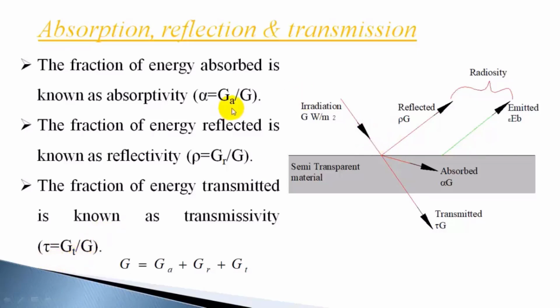So we have three terms. One is absorptivity, that is a fraction of energy absorbed, and another one is reflectivity, which is a fraction of energy reflected, and lastly we have transmissivity, which is a fraction of energy transmitted. The summation of all this absorbed energy plus reflected energy plus transmitted energy will give the total energy falling on the surface, that is the radiation. So radiation is equal to summation of the absorbed energy plus reflected energy part and transmitted energy part.